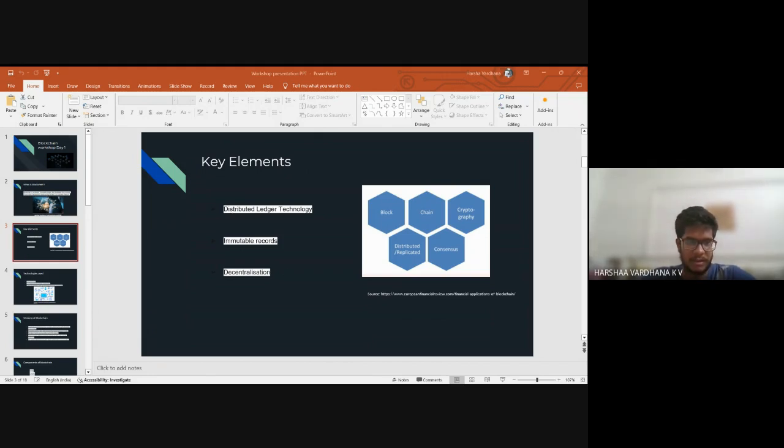So now the last important key element involved in blockchain technology is cryptography. And cryptography ensures security, in simple terms. And how does it do it?